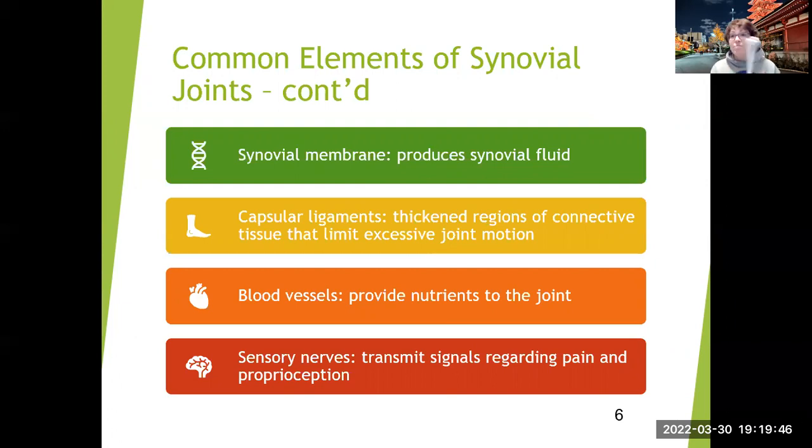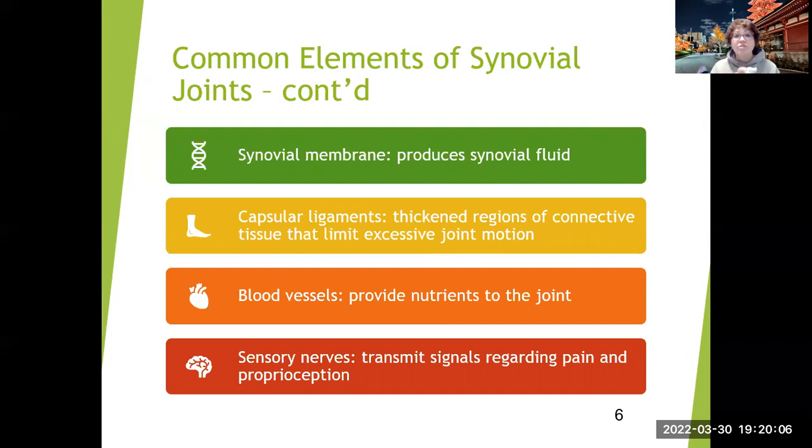Their ligaments prevent movement, or they stabilize joint movements. Tendons transmit motions from muscles. So we need those capsular ligaments that limit our excessive joint motion. And when we talk about all the individual joints, we'll talk about the important ligaments in those joints.